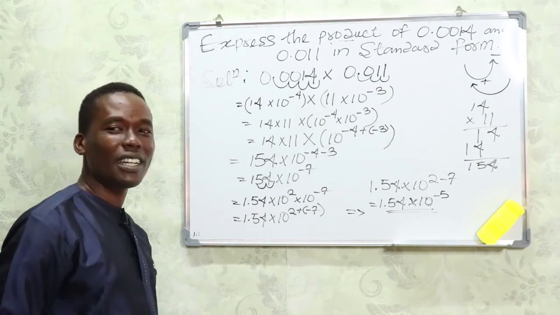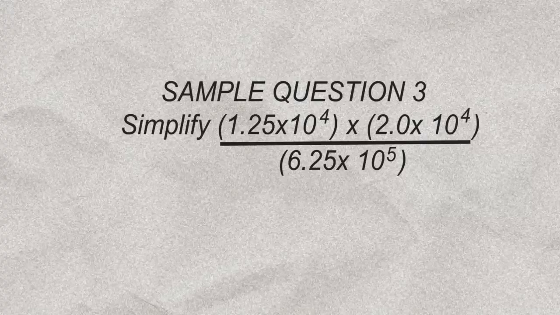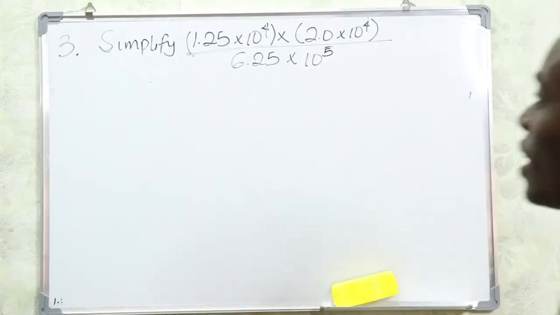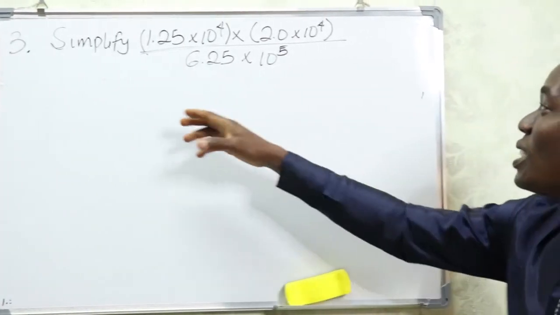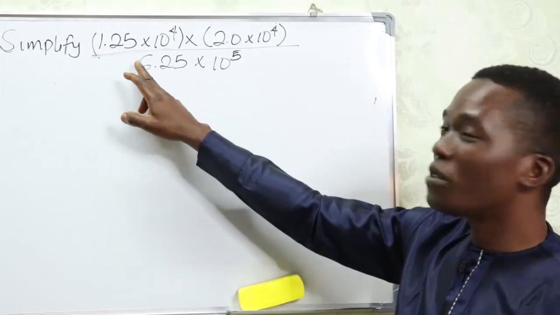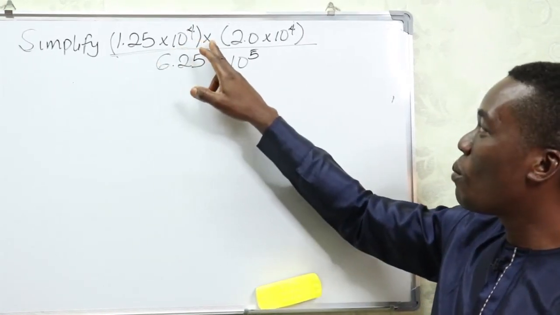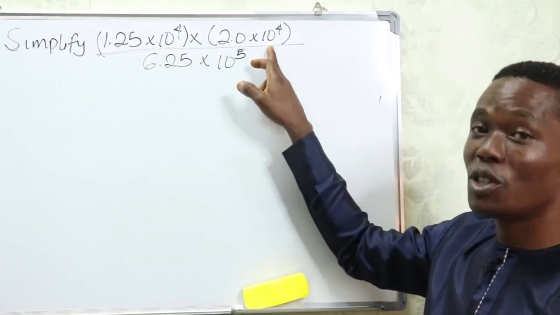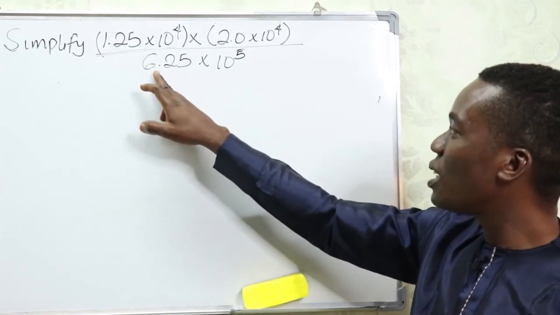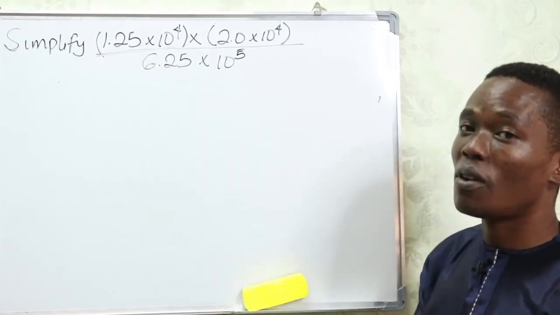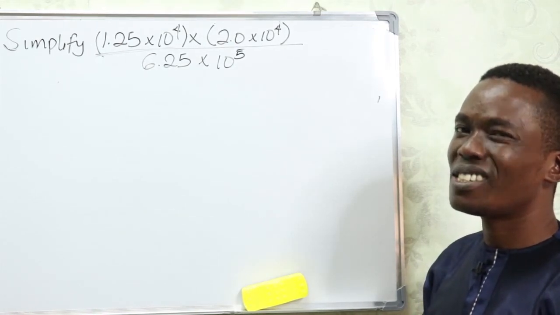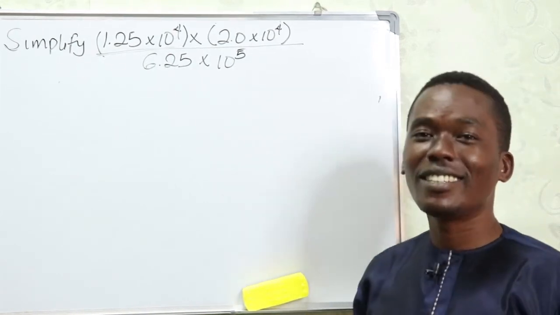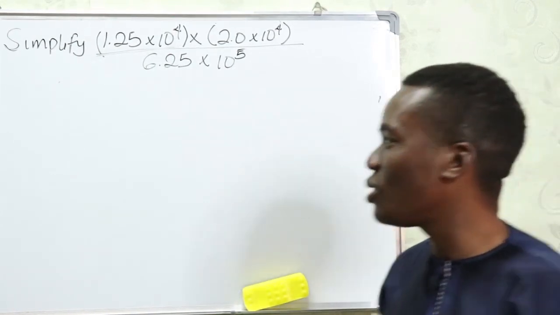So let's look at the final sample question for today. The final sample question is simplify 1.25 times 10 raised to the power 4 multiplied by 2.0 times 10 raised to the power 4 over 6.25 times 10 raised to the power 5. Definitely, what they want you to do is to reduce this to the simplest term and express your answer in standard form. Now, let's solve this together.